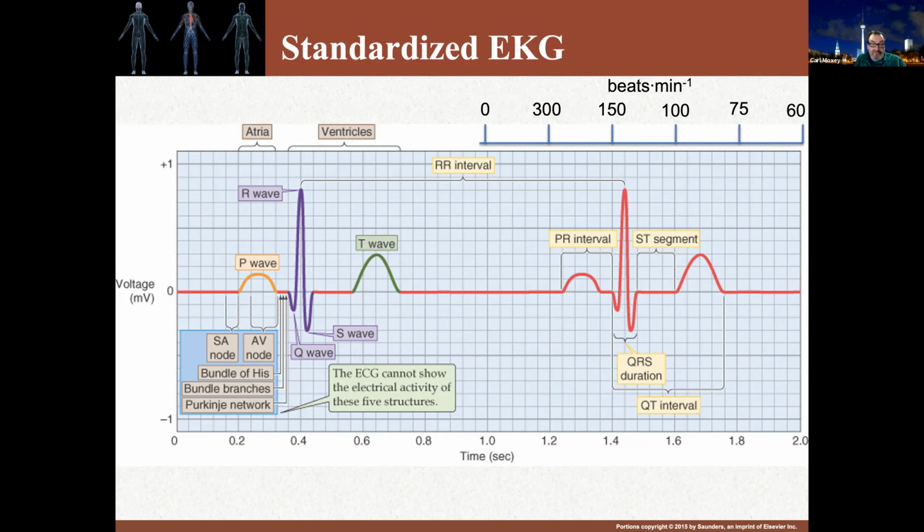And that is regular, this is a regular tracing. Irregularly regular, because we have some repeating pattern of PP and RR intervals. Or irregular if there is no repeating pattern to them.